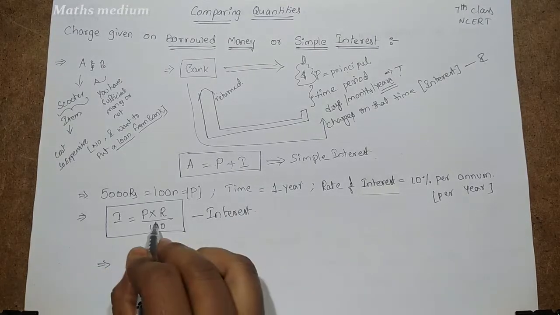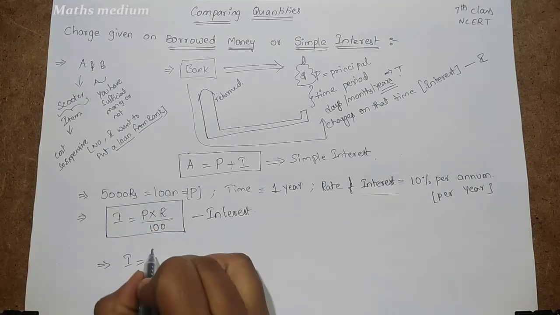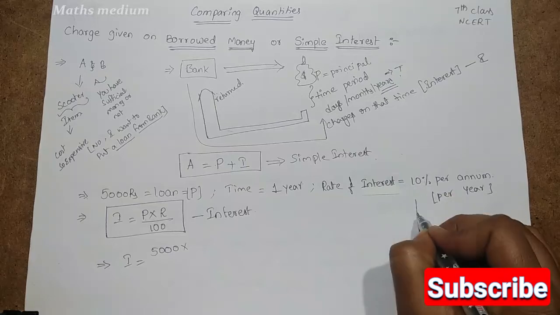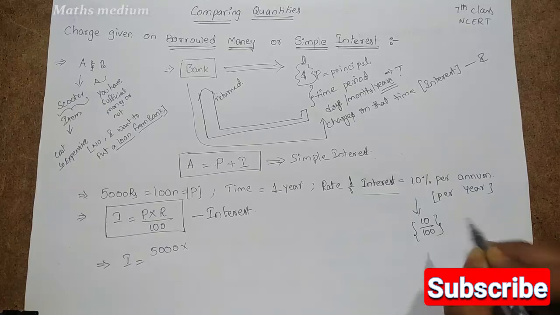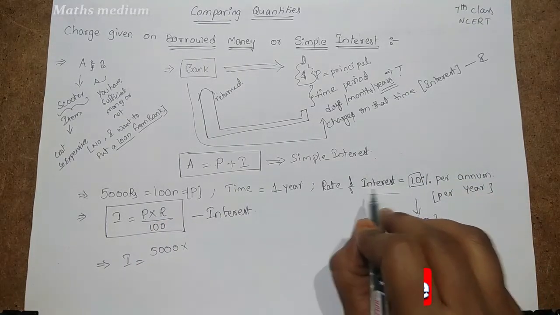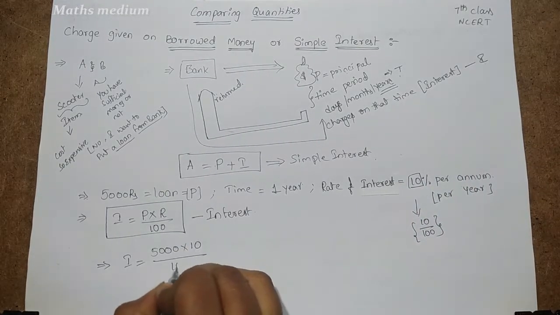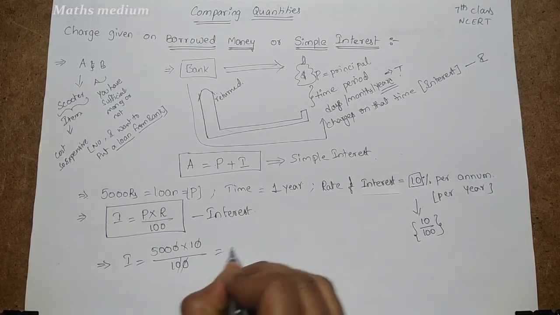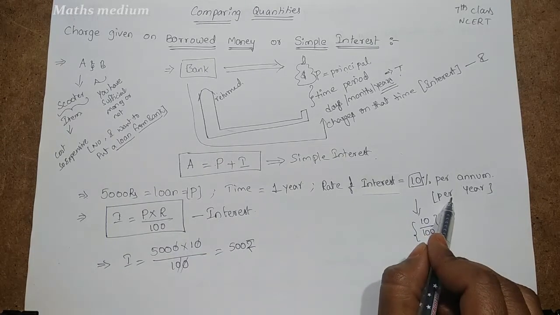By substituting these values, I is equal to P, that is 5000, into R, the rate of interest. See one thing here, 10% means 10 by 100. Usually we use this, but in this case we use only the 10. So 10 divided by 100. Now simplify: zero cancels, zero cancels. So 500 rupees is the interest for 1 year.